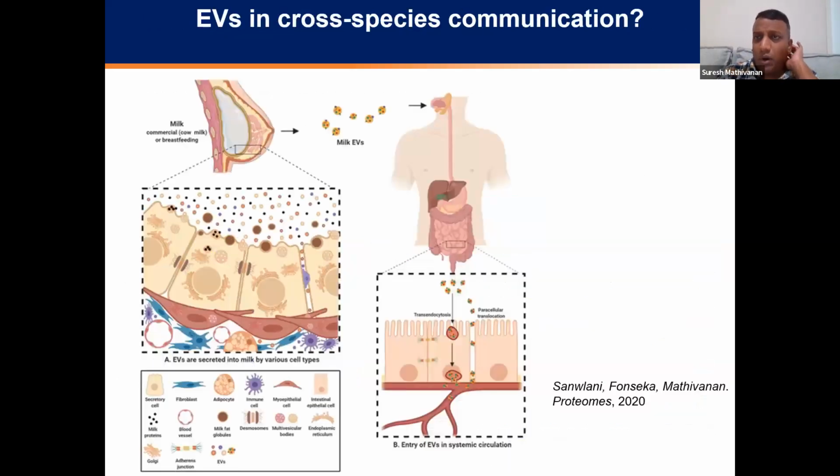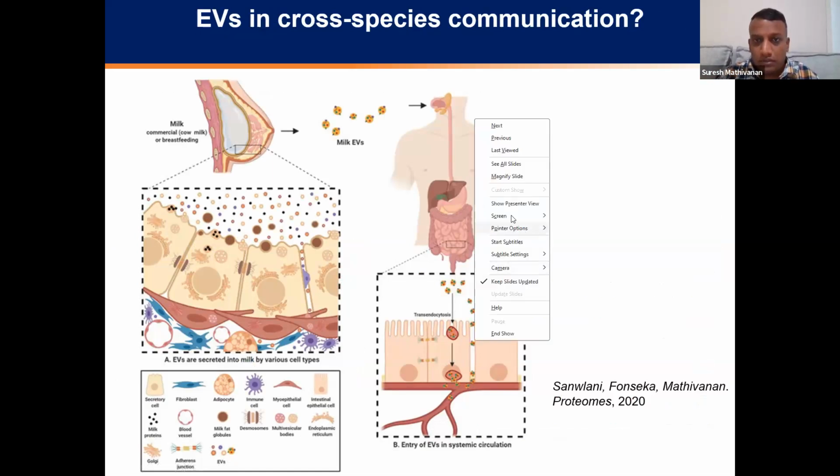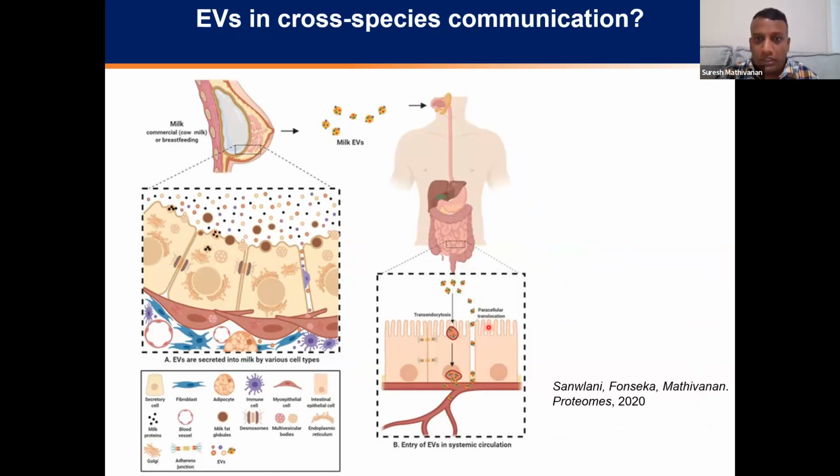However, the authors hinged on the fact that the microRNA is able to survive the gut through these EVs, and they're resident in the EVs. And once they are in the EVs, they can either enter the systemic circulation via transendocytosis or via paracellular translocation, right? So I'm just going to go to the pointer option. They can either go via paracellular translocation or through transendocytosis.